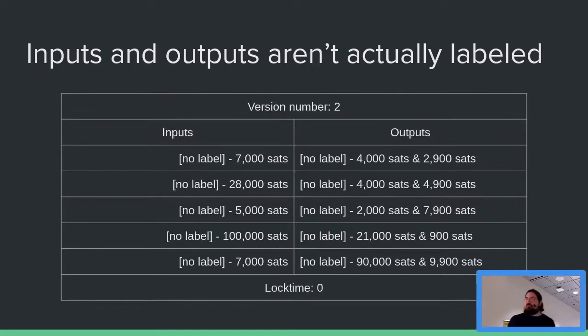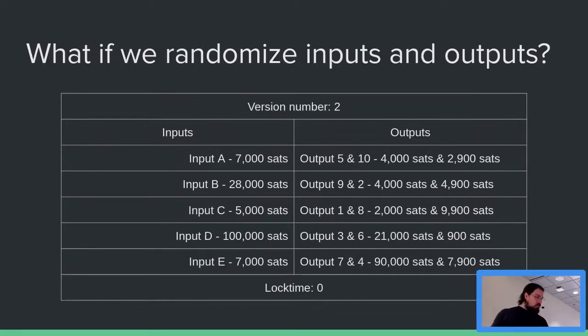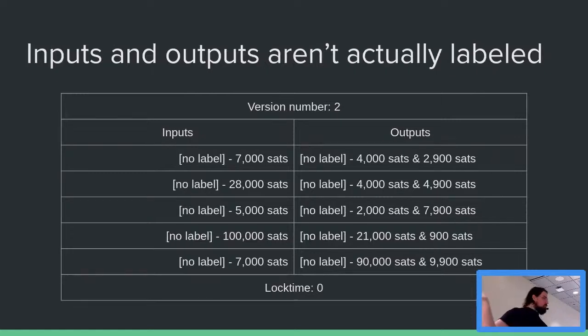Also, there are no labels. On here, you can kind of tell that A goes with 1 because of the label, and B probably goes with 3 because of the label. But on Bitcoin, we don't actually label them. There are no labels saying these outputs go with these inputs. They're all just unlabeled things. So that makes it a little helpful.